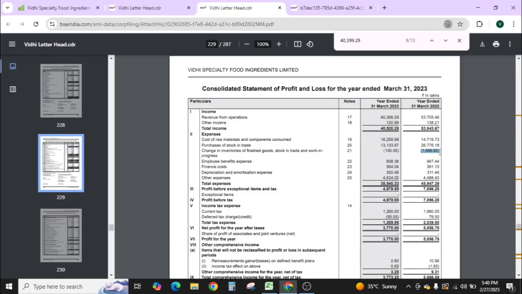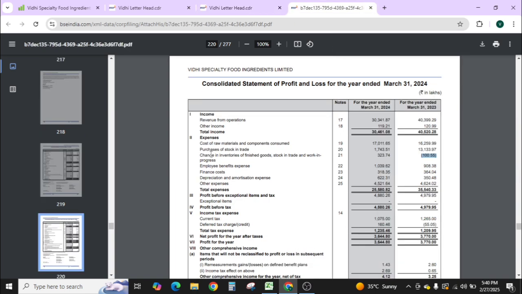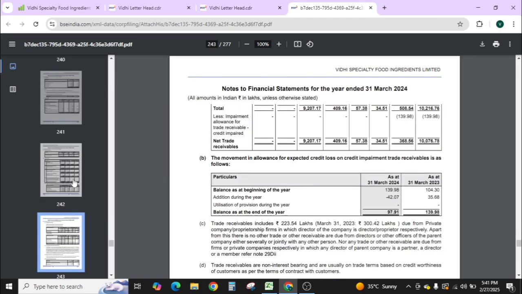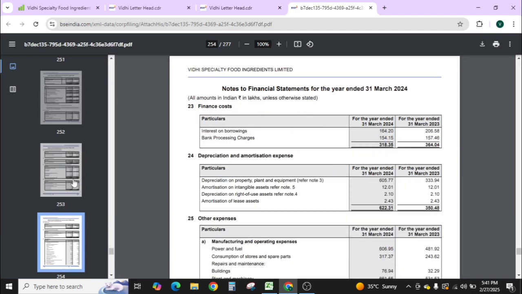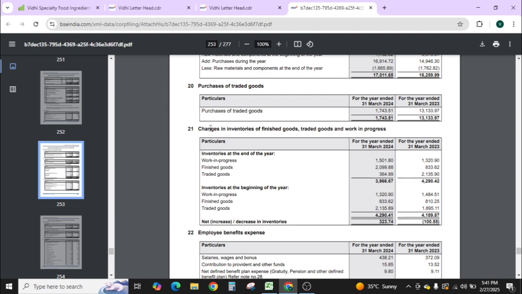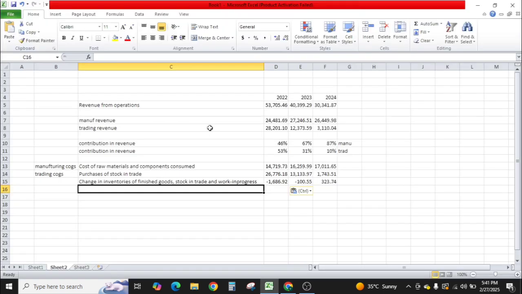Now we need to go more deep into changes in inventory of finished good, stock in trade, and work in progress footnote. So we will go at 21 number footnote, which is given here. This is changes in inventory of finished good, traded goods, and work in progress. So here there are three things: finished goods, stock in trade, and work in progress.